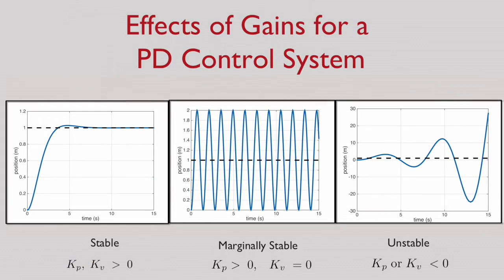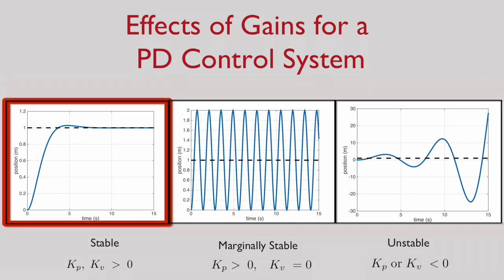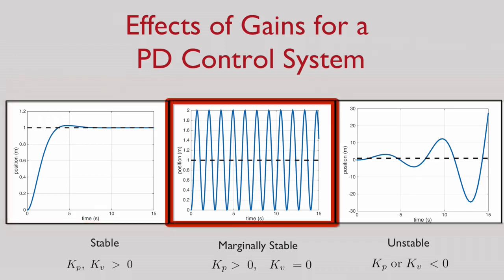So here are three examples of the system based on what values you pick for the proportional gain and the derivative gain. If both the gains are positive, you're guaranteed stability, as you see on the left side. If k sub v is equal to 0, then you're guaranteed marginal stability.